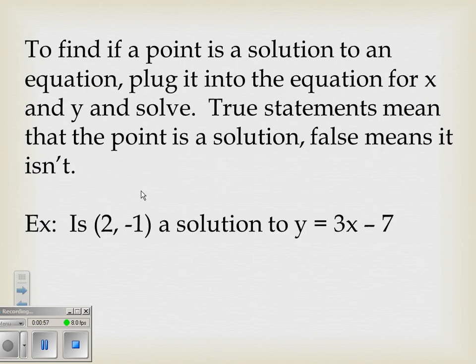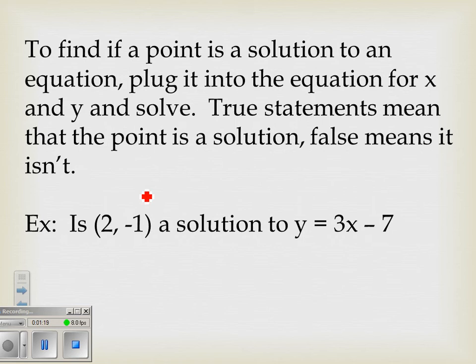To find if a point is a solution to an equation then, plug it into the equation for x and y and solve. True statements mean that the point is a solution. False means that it isn't. So if we had this question that I put on this slide, is (2, -1) a solution to y equals 3x minus 7? You simply need to plug it in.